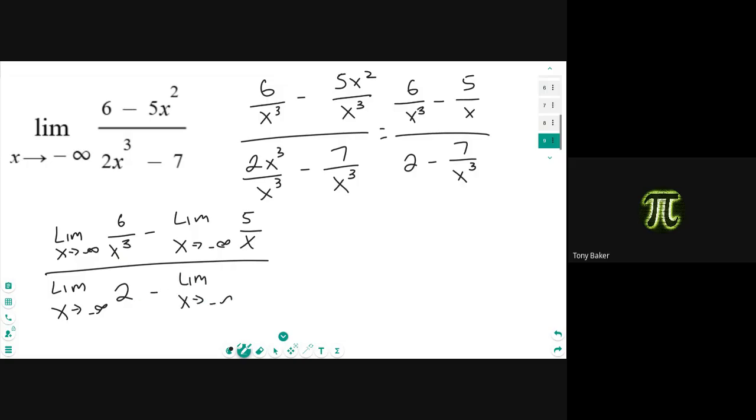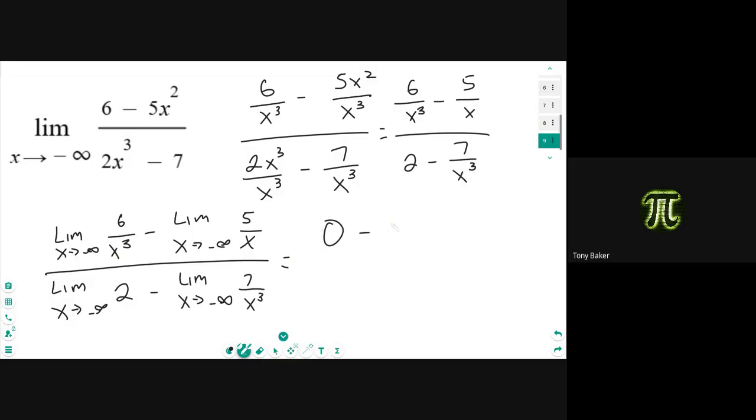So with all those limit rules that we had, we can find the limit of each piece. Now, using the rule we just talked about, that new theorem, what's the limit as x goes to negative infinity of 6 over x to the third? 0. That would be 0.